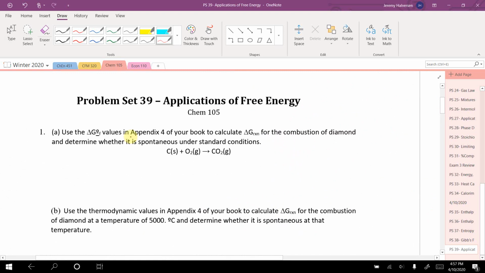One thing to be aware of, you'll want Appendix 4 open, or you'll just be Googling a lot of delta G of formation values. I've got all the values written down already, so I won't be jumping between the book. But use delta G naught formation values in Appendix 4 of your book to calculate delta G for this reaction, for the combustion of diamond, and determine whether it's spontaneous under standard conditions. Okay, so we're using delta G naughts, we want standard conditions, so we're just going to do products minus reactants.